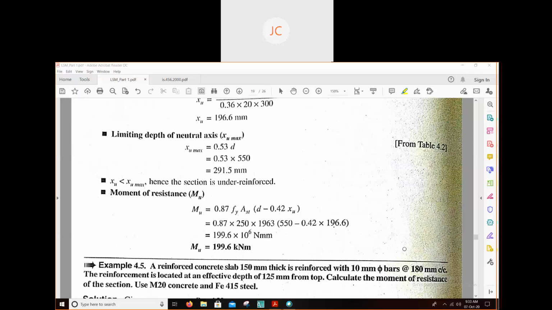Okay, so next, what is this 180 millimeter? How can we use this value? Can anyone tell me how we can use this 180 millimeter value? Effective depth is given as 125 millimeter. Okay. And can anyone tell me how to use this value, 180 millimeter center to center? Anyone have any idea?